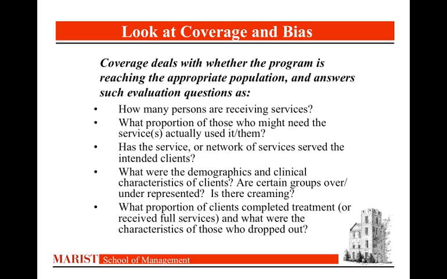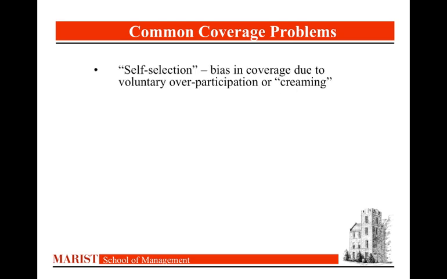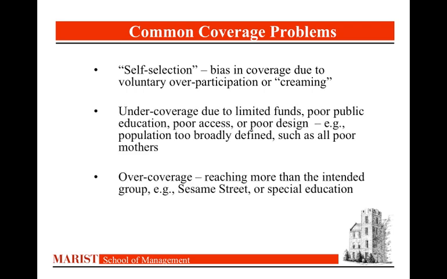You want to make sure that there's good communication, that your program exists so that people know to come to your program. There are some common coverage problems. There could be a self-selection bias. You could have over-participation, or like I said, you could have that creaming. You could have under-coverage, limited funding, poor access. You could maybe too broadly define your population and get way too many people joining on.